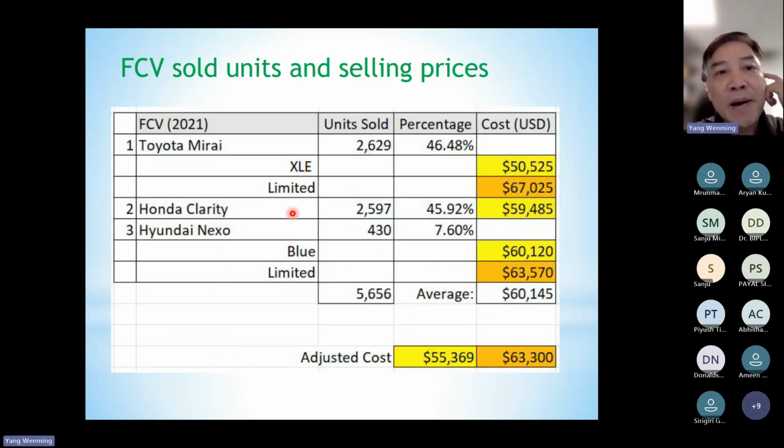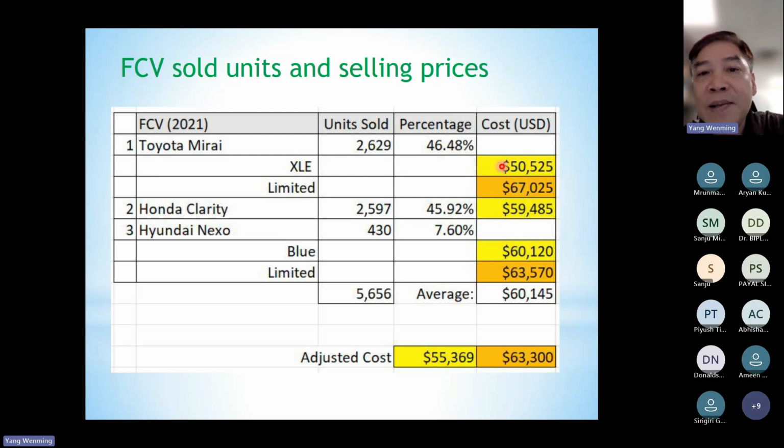Okay, so the next one is fuel cell vehicles, the selling units and the price. Basically we have these three types of fuel cell vehicles. The first one is the Toyota Mirai, the second one is the Honda Clarity, and the last one is the Hyundai Nexo. The Mirai has two models: the first one is the XLE, and the second one is the Limited. The total units sold in the whole USA is 2,629, and its market share is about 46%.